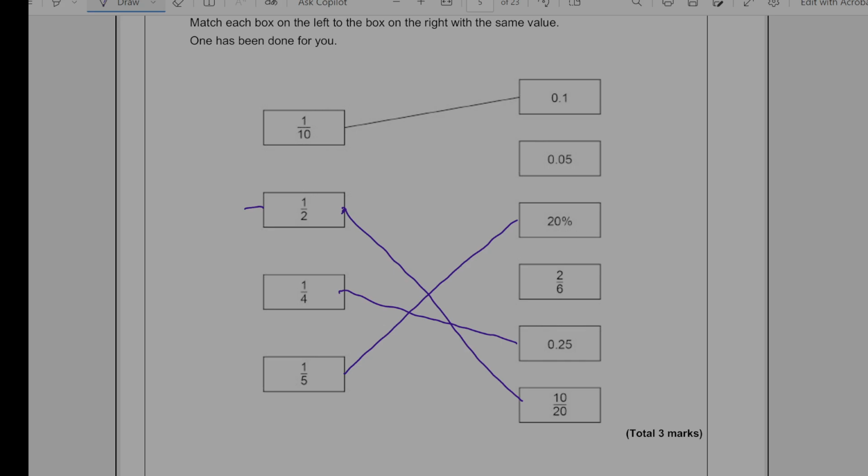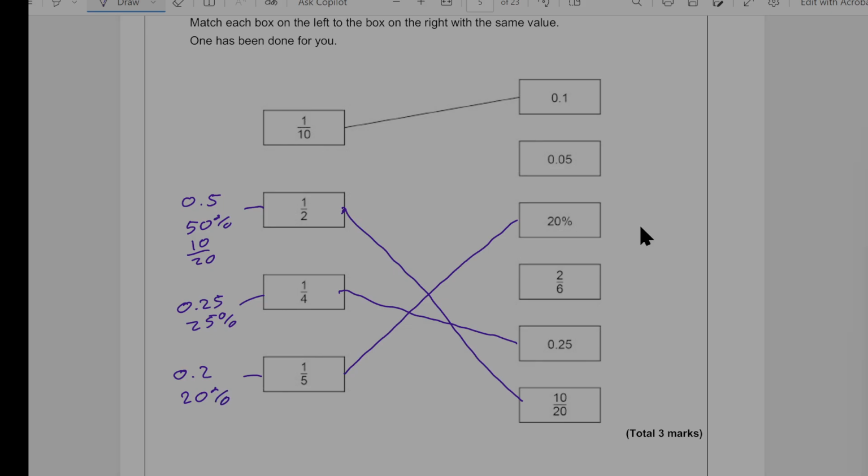Let's just put a few bits on here. So I know that 1 over 2 is equal to 0.5 or 50%, or a fraction 10 out of 20. I know that this is going to be 0.25 or 25%. And I know that this is going to be 0.2 or 20%. And that covers it all. Right.